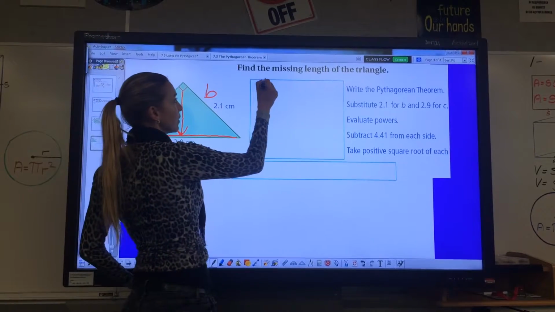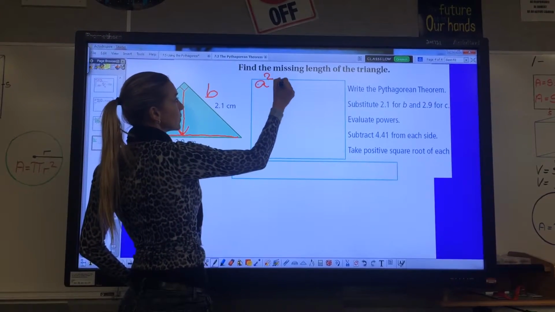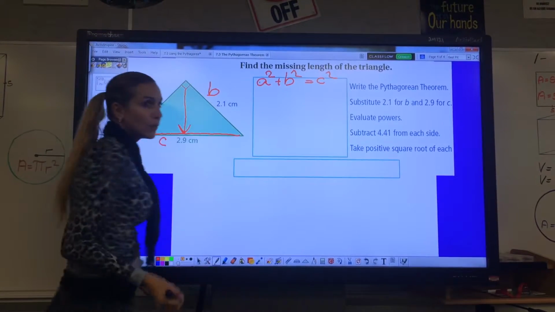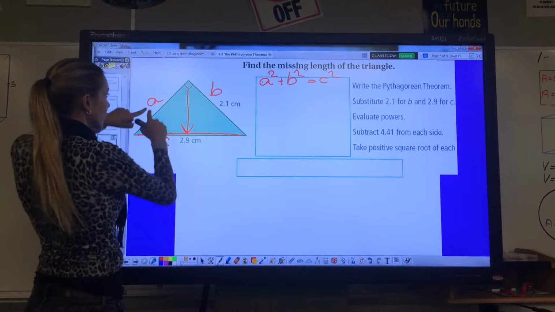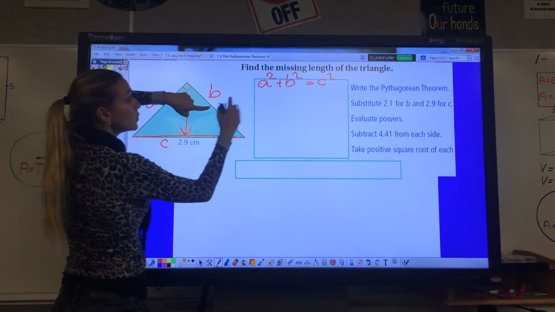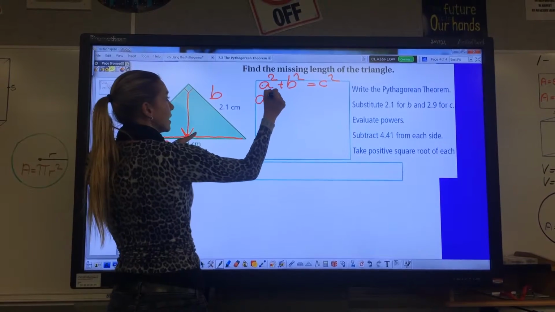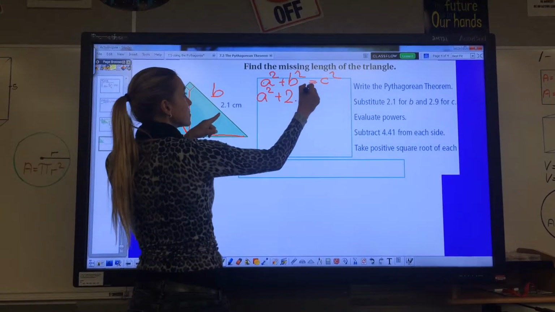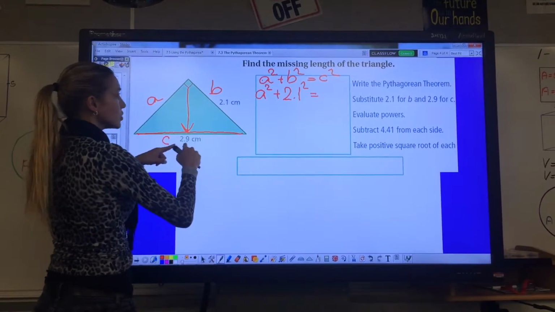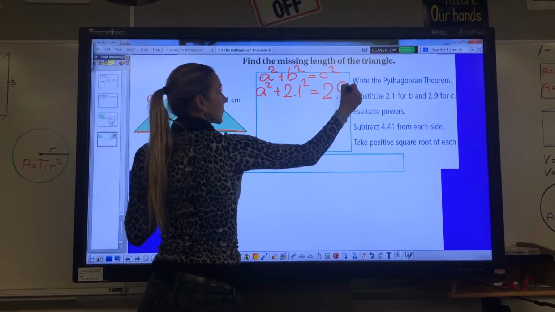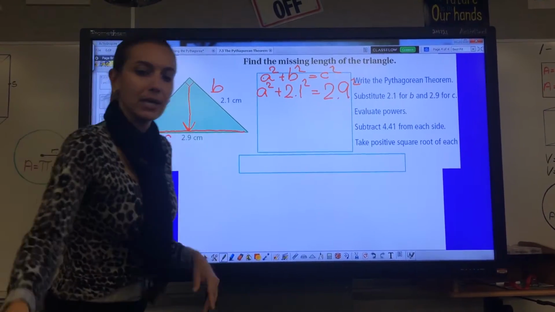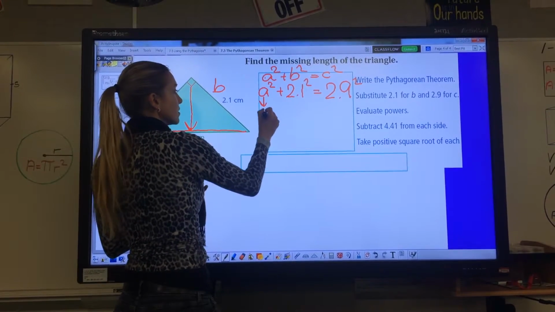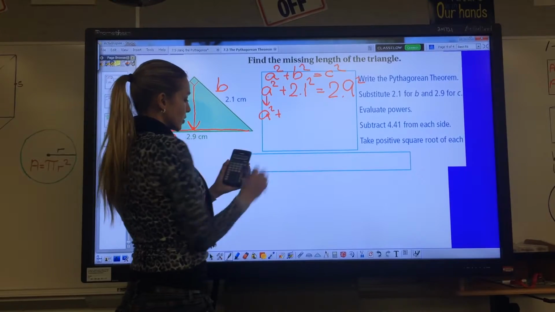Now I have to write down my Pythagorean theorem, which is A squared plus B squared equals C squared. And I'm going to substitute in. Do I know A? No, I do not. I do know what B is. So if I don't know A, I'll keep it. A squared plus B squared is 2.1 squared equals C is 2.9 squared. At this point, I'm going to take my calculator. I don't know what A is still, so it's still A squared plus 2.1 squared.